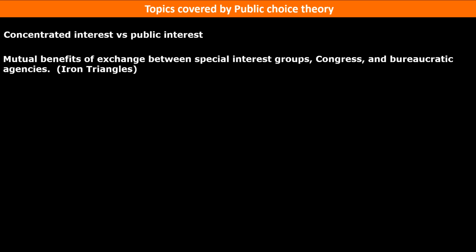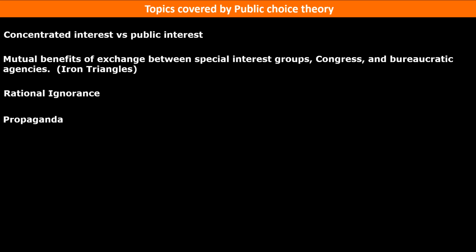There's a lot of topics covered by the public choice theory. Really, the easiest way to look at it is anything that is in economics can also be applied to the government. So the idea of a concentrated interest versus public interest. Why do concentrated interests seem to get more political policies as opposed to the general population? The mutual benefits of exchange between special interest groups, Congress, and bureaucratic industries, also known as the iron triangles. Rational ignorance, we'll get into what that means, but essentially the idea that it's rational sometimes not to know because knowledge costs time and effort.